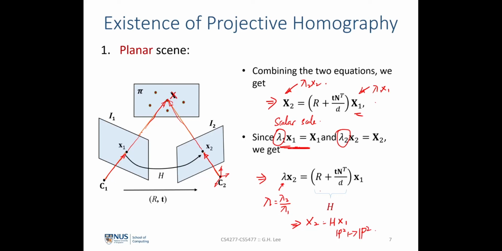And we can see that in this relation here, H has a certain expression related to R, which is the rotation between C1 and C2, the two camera frames, as well as the translation between the two camera frames, and the normal vector of the 3D plane that we have defined earlier, as well as the perpendicular distance between the 3D plane and the camera coordinate frame C1 here.